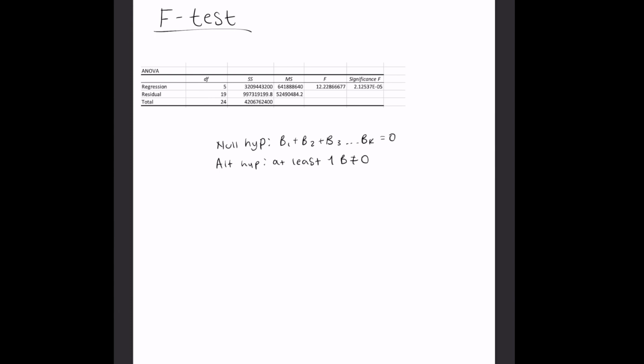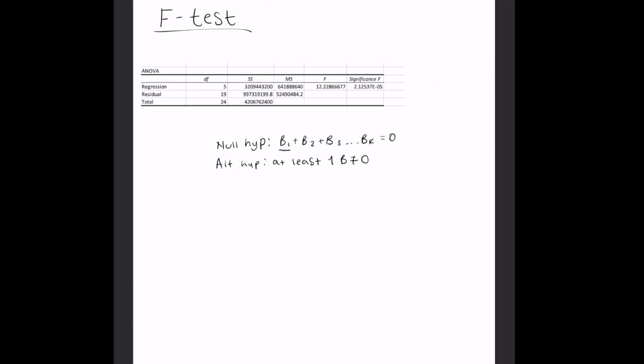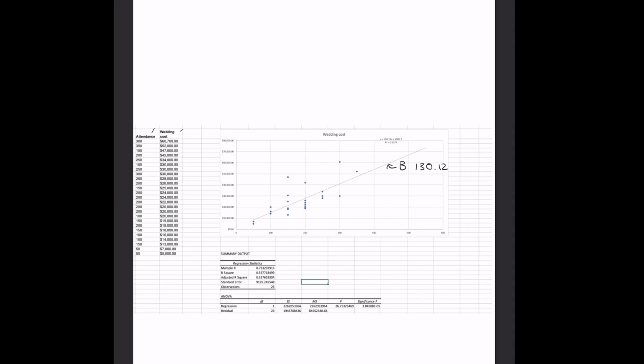So when we talk about beta values, we're talking about the slope of the line that shows the relationship between one variable and the y variable. So if we're talking about the wedding cost and attendance relationship, the beta value is the slope of this line. So it is 130.12. Now, if the slope of a line, if you remember, equals 0, then that means that as x increases, y stays the same. Or as attendance increases, wedding costs stay the same. That means that x has absolutely no effect on y.